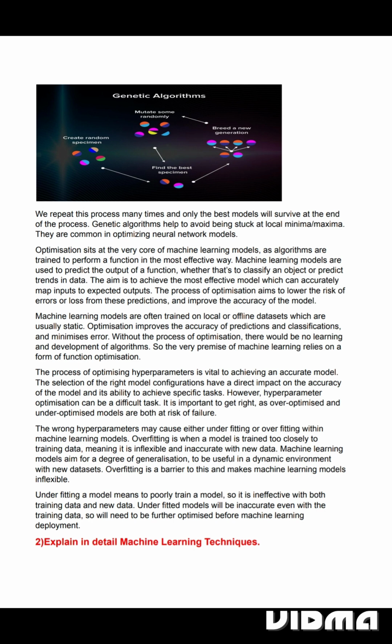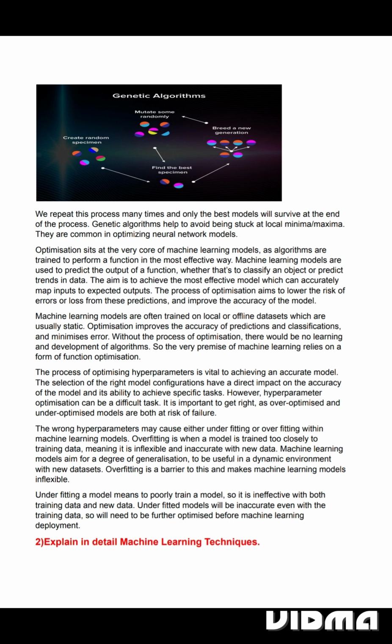Optimization improves the accuracy of predictions and classifications, and minimizes error. Without the process of optimization, there would be no learning and development of algorithms. So the very premise of machine learning relies on a form of function optimization. The process of optimizing hyperparameters is vital to achieving an accurate model.